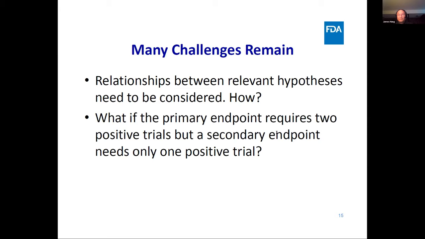If a primary endpoint requires two positive trials, like a symptom endpoint, but a secondary endpoint, say death, needs only one positive trial, then in these scenarios at least two trials get involved, namely the two trials will be tested for the primary endpoint separately and combined for testing the secondary endpoint. So what is the overall type 1 error? Because the overall type 1 error will be something beyond one trial.